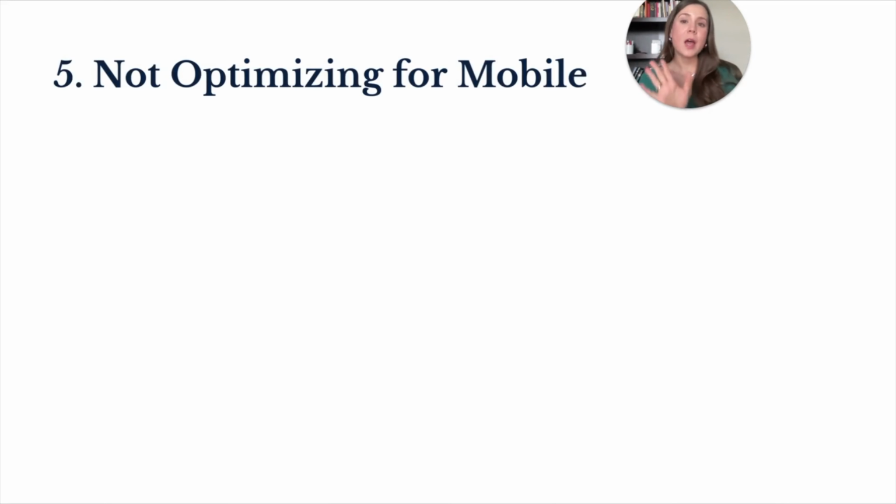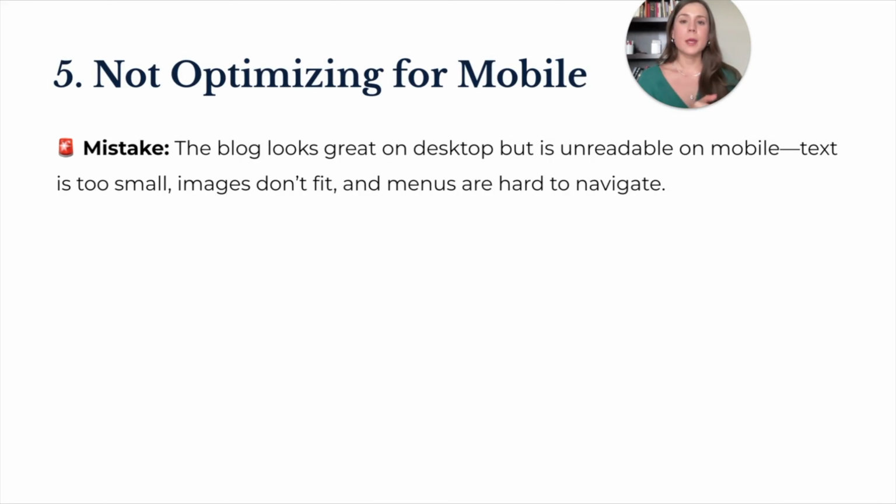Okay, mistake number 5 and the last one on this list: not optimizing for mobile. Now, your blog design might look great on desktop, but sometimes can translate as unreadable on our mobile site, whether the text is too small, images don't fit, or even the menus are harder to navigate. Now, most page builders automatically do this for you. But the mistake that I see often is people don't manually go into their mobile page builders and make these subtle changes and tweaks that are going to make your mobile site even easier to navigate for user experience.